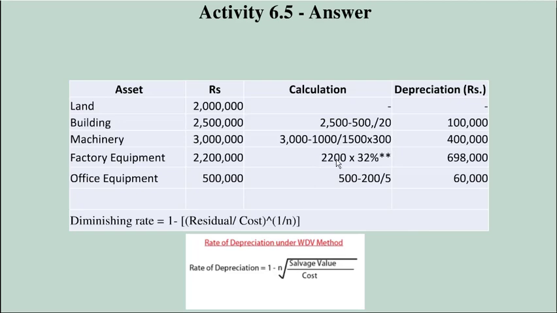Okay, so accordingly annual depreciation is, for the first year we compute based on the cost times depreciation, it is 698,000. Office equipment and straight line method is very convenient. Cost minus residual value, so depreciable amount is 300,000 divided by 5, annual depreciation is 60,000.